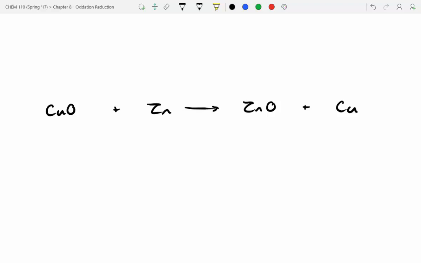If you're stuck, I'll give you guys one hint. Let's take a look at the oxygen here. What's the charge on that oxygen? 2 minus. What's the charge on this oxygen? 2 minus. So is it getting oxidized or reduced? No. So really all we're looking at in this reaction is copper and zinc, not the oxygen. So I'm just going to add in some arrows here.